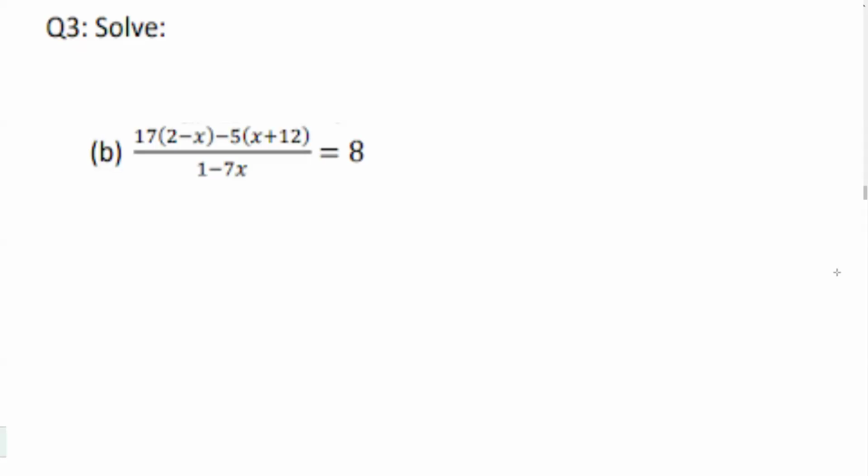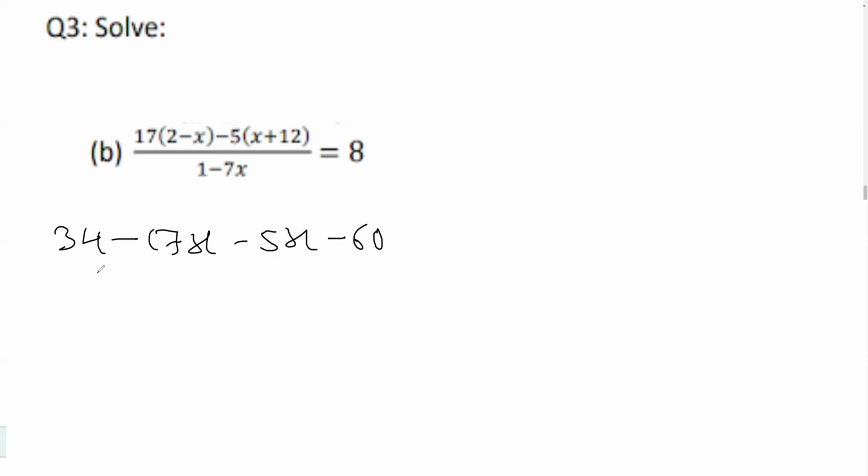Now in this B part, it should be solved in the same manner as we did part A. So same here also. First, I'll simplify the numerator. 17 into 2 is what? 34. And 17 into minus x is minus 70 and x. Minus 5 into x is minus 5x, and minus 5 into positive 12 is minus 60.